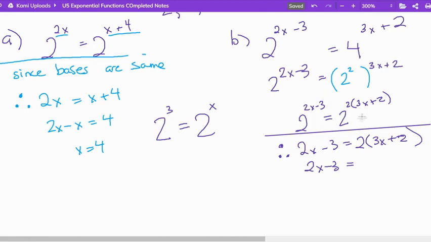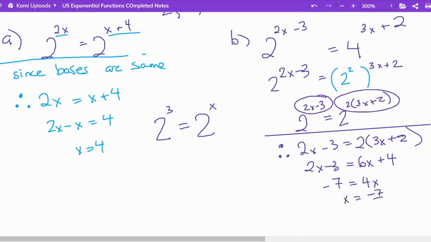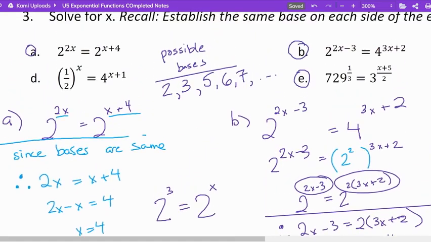So what we're saying is, because they're the same base, the exponents have to be equal to each other. Okay, so we got 6x plus 4 equals 4x minus 7. x equals minus 7 over 4. That's just algebra. Let's take a harder one.